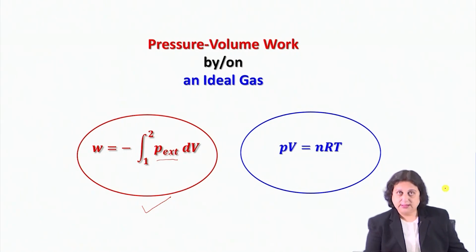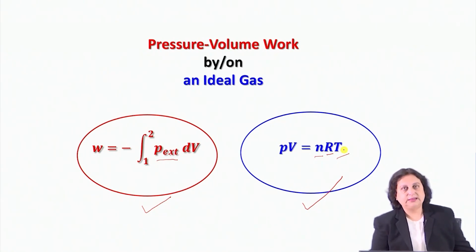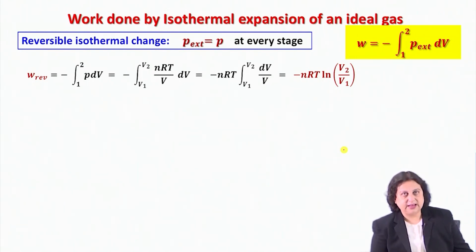Now, if my working system is an ideal gas, only then I can use this second relationship, which is pressure into volume of the gas, that is equal to number of moles of the gas, n, the universal gas constant, R, and the temperature of the gas, T. And you already know that this is the ideal gas equation, which expresses the essential parameters of the system in terms of each other.